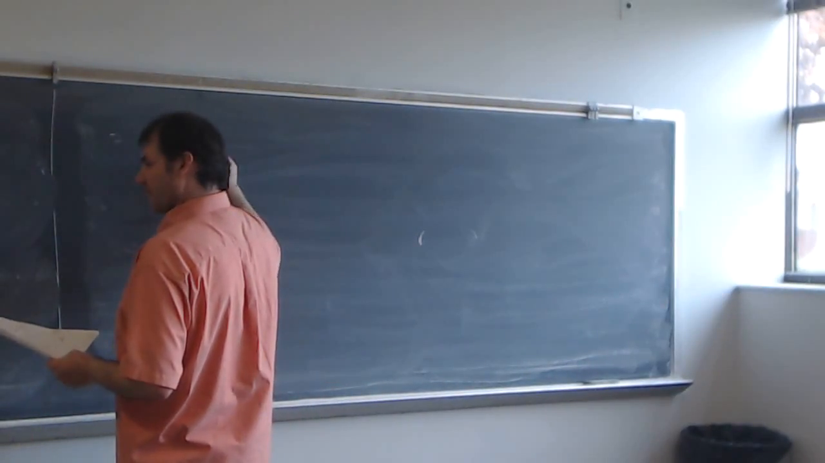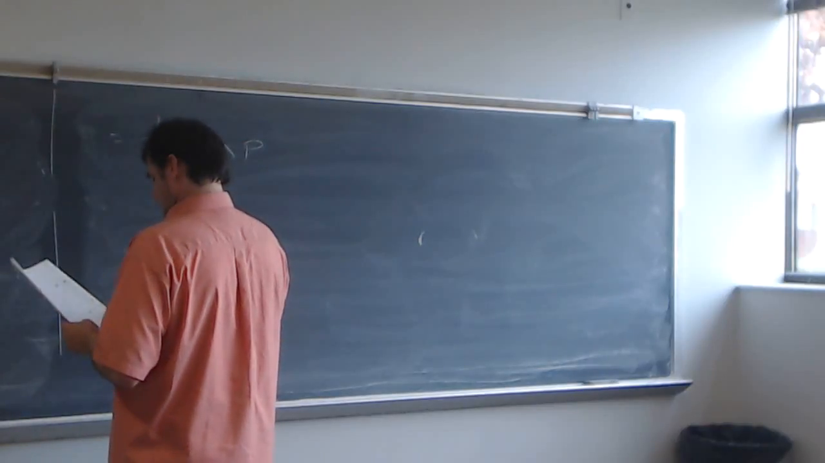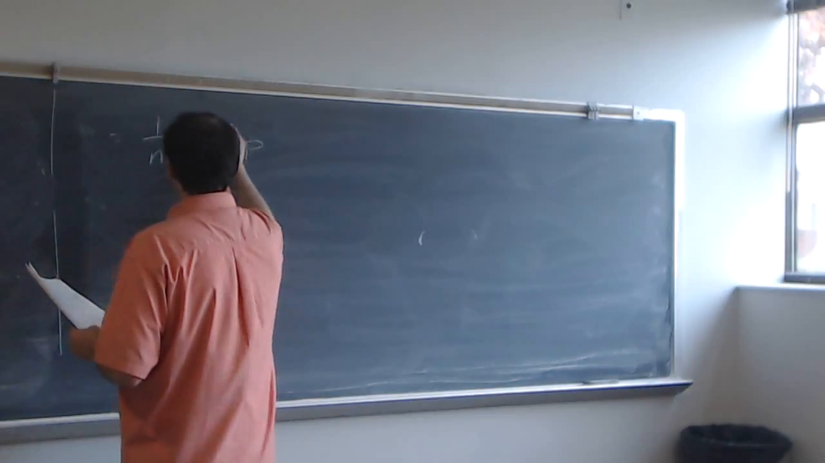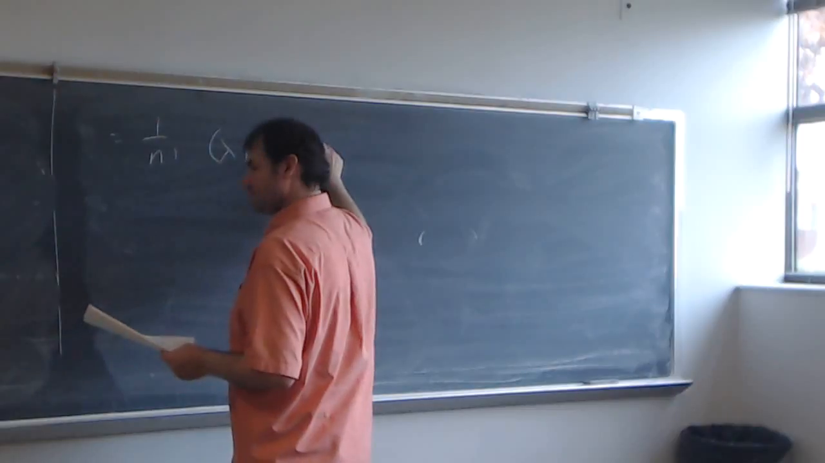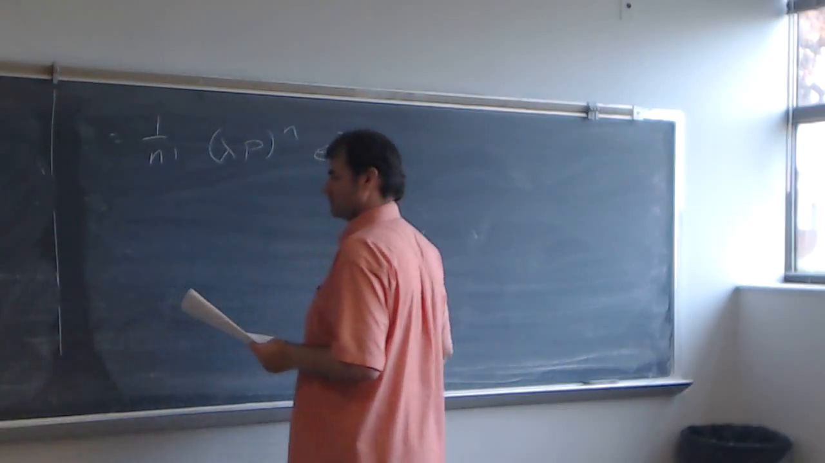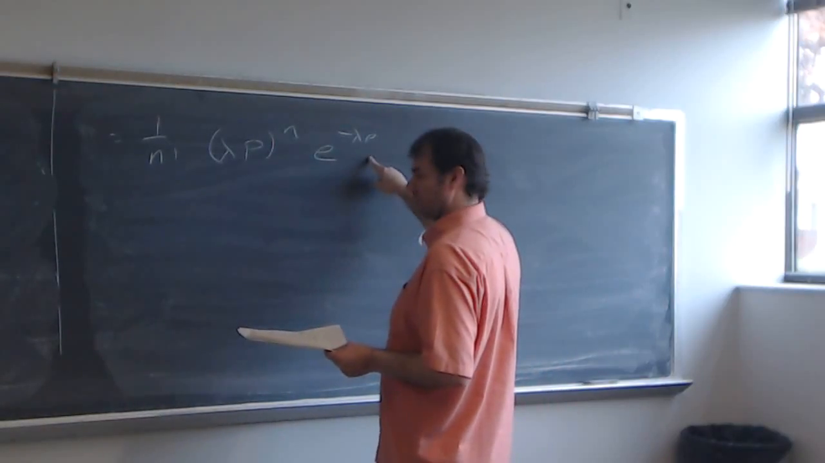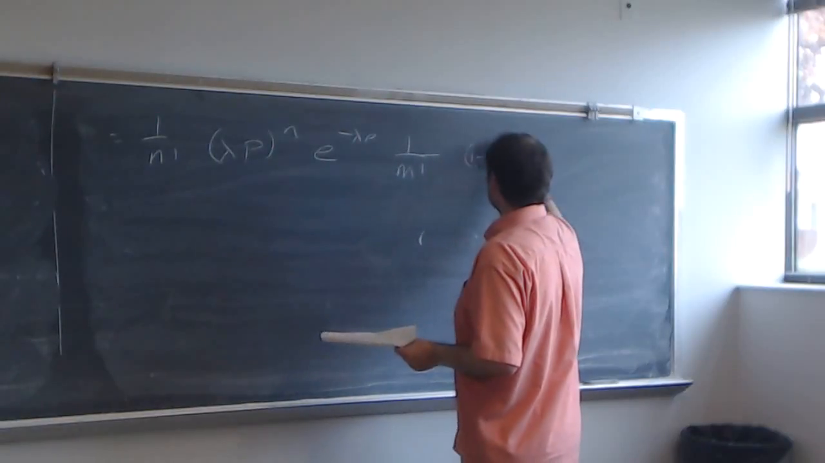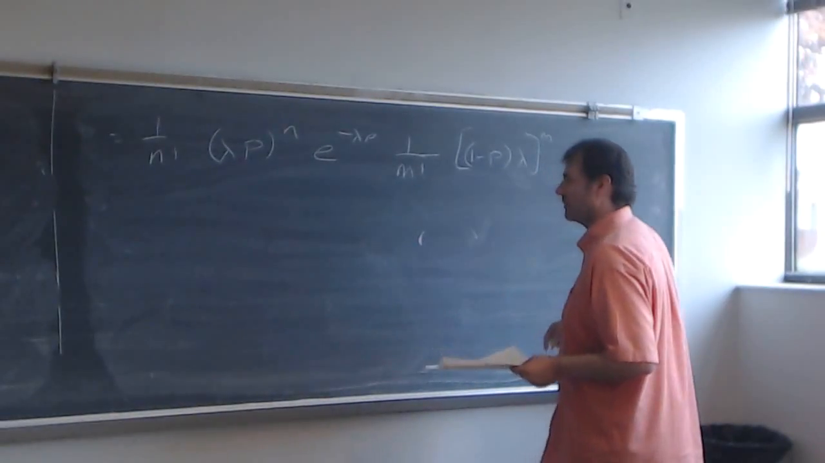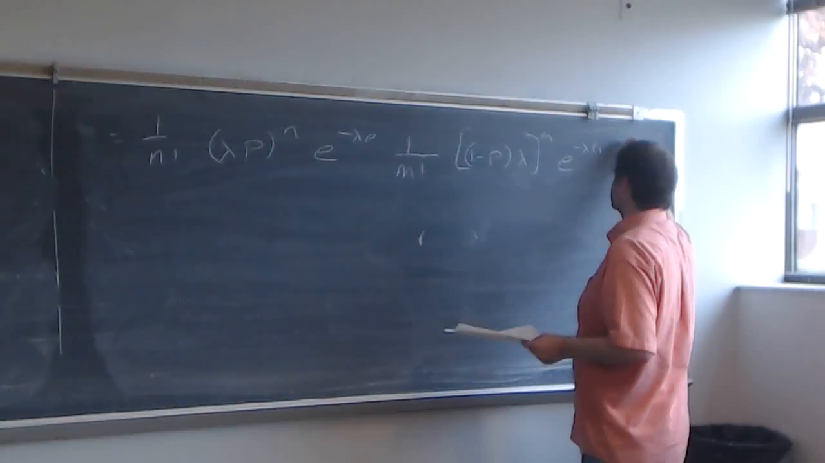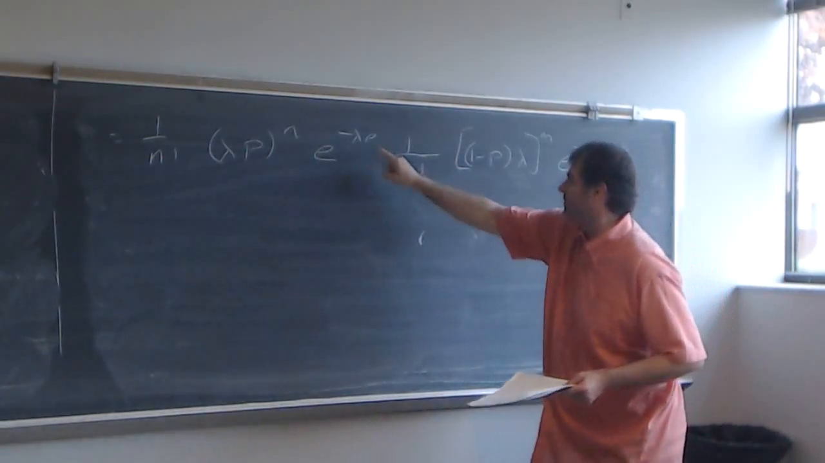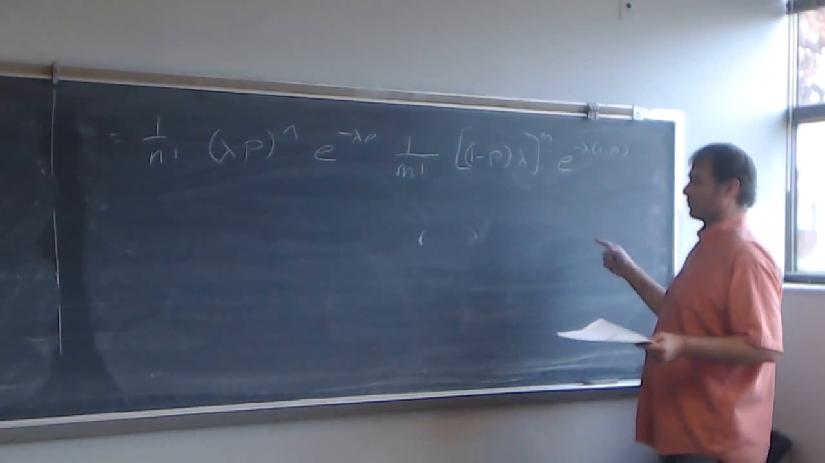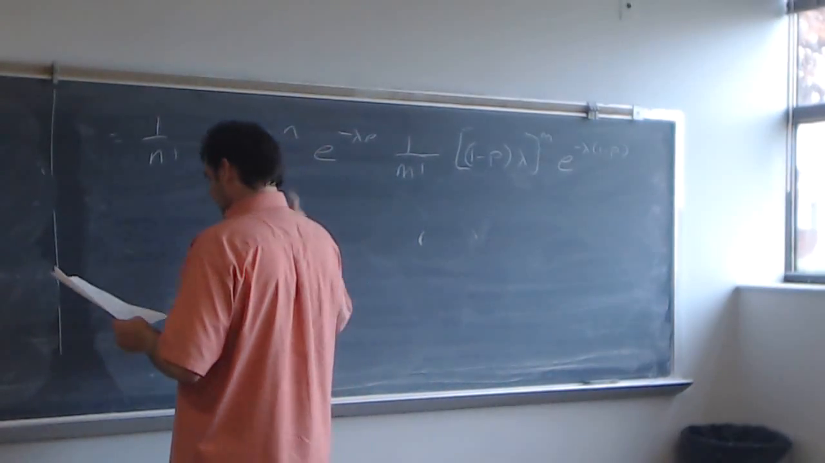This equals 1 over n factorial, lambda p raised to the n, and then I'm going to rewrite this as e to the minus lambda p. Remember, it's just supposed to be e to the minus lambda. And then I'm going to have 1 over m factorial, 1 minus p times lambda raised to the m, and then e to the minus lambda times 1 minus p. So when you combine e to the minus lambda p and e to the minus lambda times 1 minus p, that does yield e to the minus lambda, which is what we have. So I'll rewrite it that way. And so this is the answer.